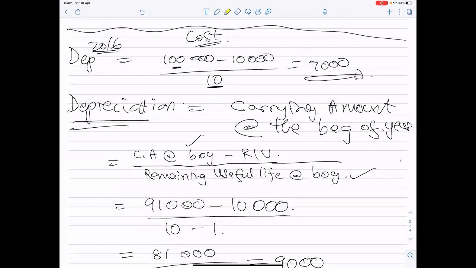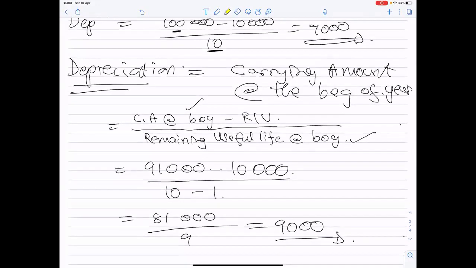So because the residual value is not depreciated, whatever amount that you are calculating should be excluding the residual value. So if they say the residual value is 10,000, you just know that whatever amount that I'm supposed to depreciate, 10,000 should not be included. So at the beginning of the year, the asset had a value of 91,000. But of that 91,000, 10,000 should not be depreciated. That's the reason why I am subtracting it. I don't know if I've answered your question. No, you did. Okay. Thank you.